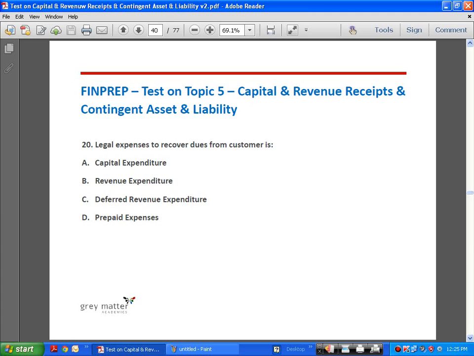Legal expenses to recover dues from customer. Right. So suppose your debtors don't pay you on time, and you have to take legal recourse to collect the dues from the debtors. Such expenses is revenue expenditure.